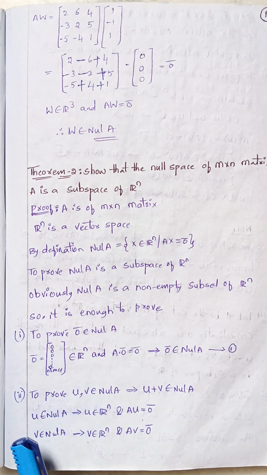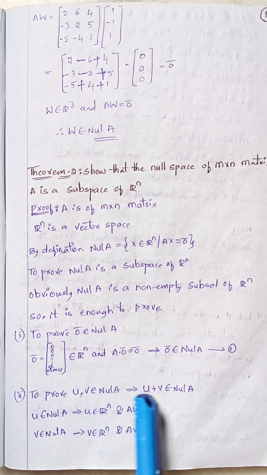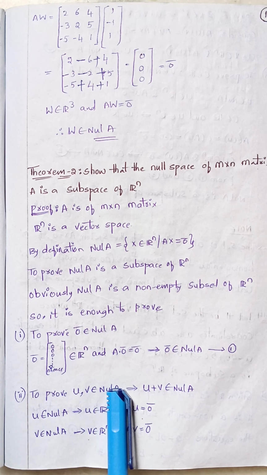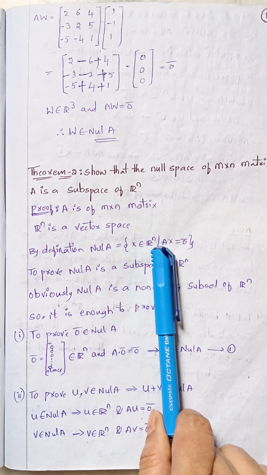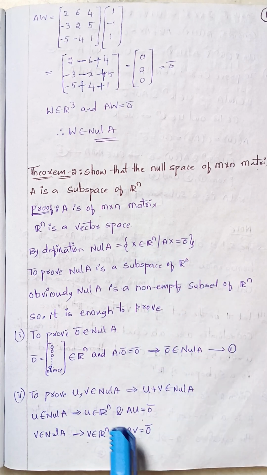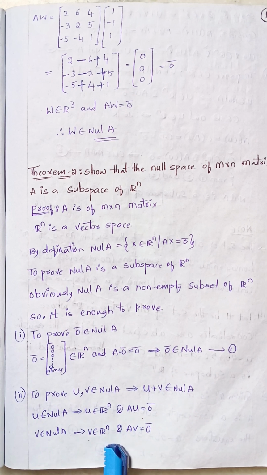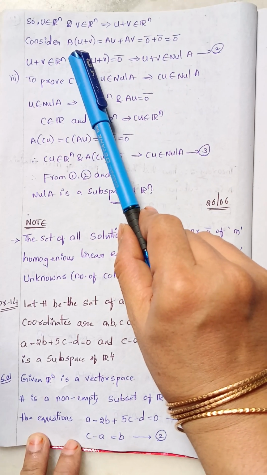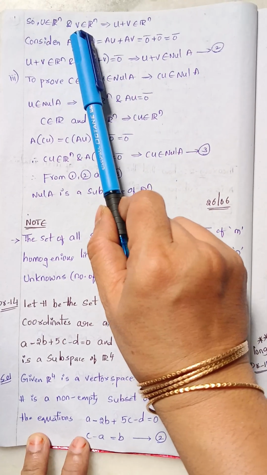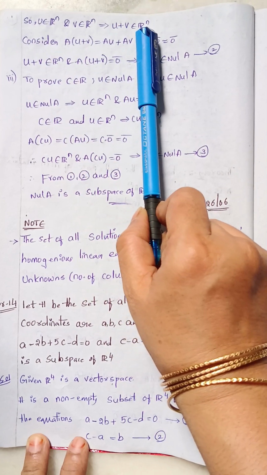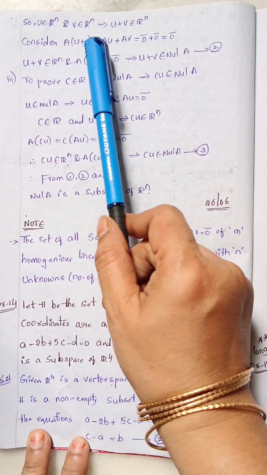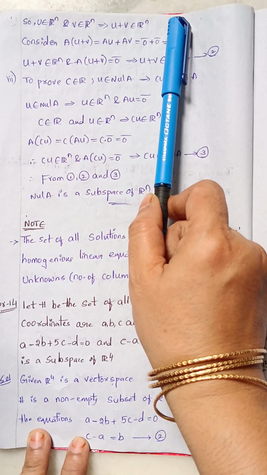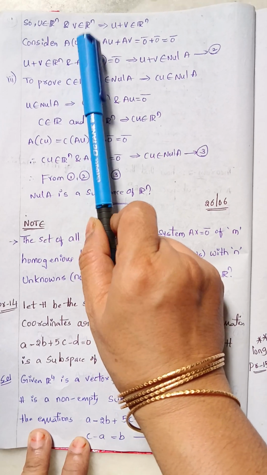Similarly, we can prove vector addition. Take two elements from null A, then u plus v belongs to null A. To check this, u belongs to null A in the sense that u must belong to R power n, and also A into u equal to 0 bar. According to the definition, we can write similarly for v. Then u belongs to R power n, v belongs to R power n, so obviously u plus v also belongs to R power n. And u plus v belongs to the null space of A means, first of all, u plus v belongs to R power n, and A into u plus v is also equal to 0 bar.